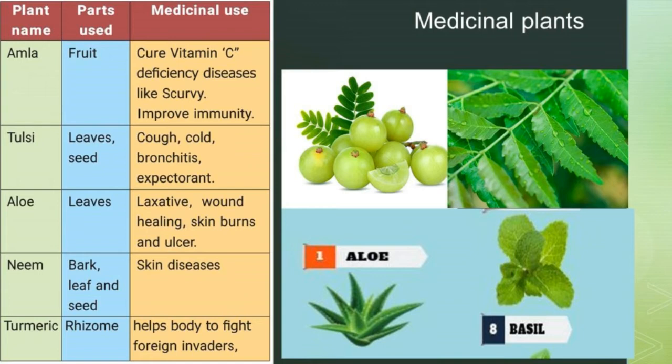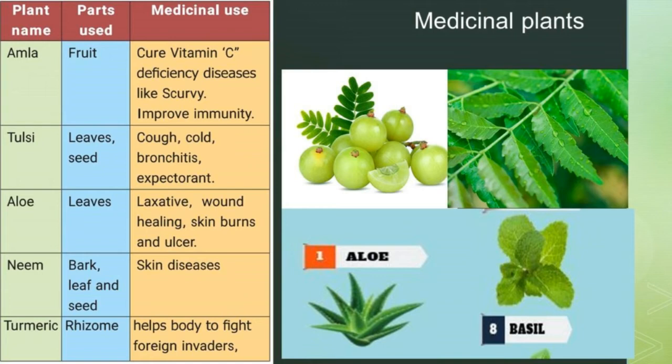What does it mean by expectorant? An expectorant is a cough medicine that helps you to cough up mucus from your lungs. Next, aloe. They are the leaves. The medicinal use of this plant is they are laxative, wound healing, skin burns, and ulcer. What does it mean by laxative? This is used to treat and prevent constipation.